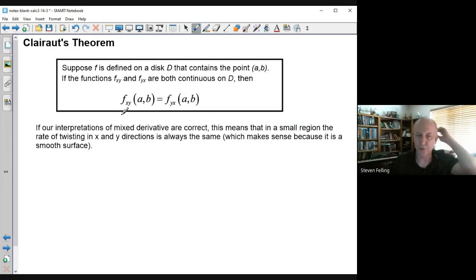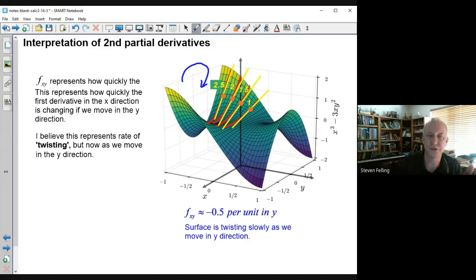The interpretation, if our interpretations are correct, is that if you have a surface that's twisting, the second partial derivatives as you move in the x and y direction have to be the same, because those are connected surfaces. It's one surface, so it can't twist in one direction one way and change to twisting a different direction the other way. At least not abruptly, not at a single xy location.